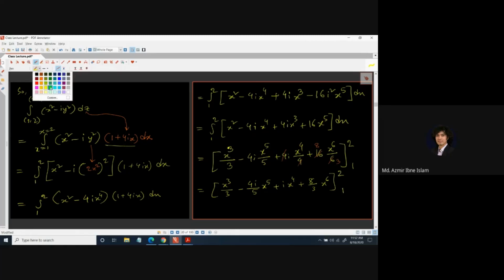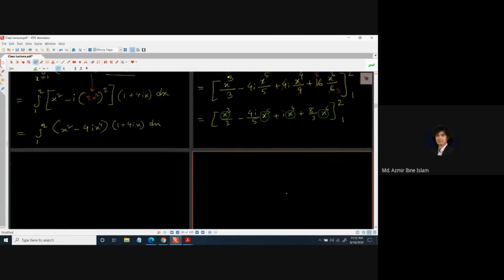Now we can apply the fundamental theorem of calculus, but we need to locate where we have to input the upper limit and lower limit. We have to input the upper limit and lower limit wherever we have x. So let's do the same thing here.